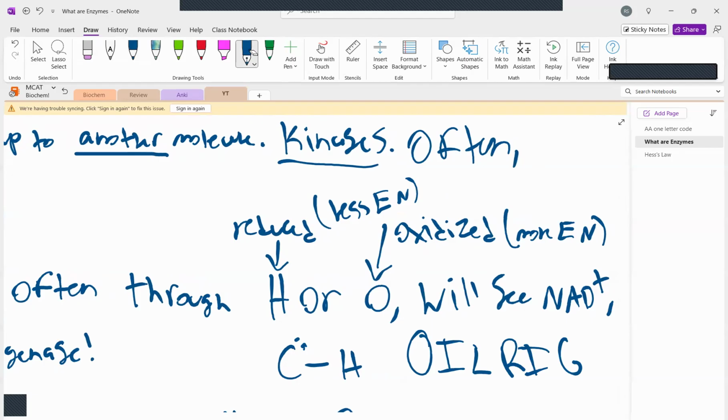Whereas if you have an oxygen here, oxygen is more electronegative now, so oxygen's going to keep those electrons for itself. So that carbon just got oxidized.